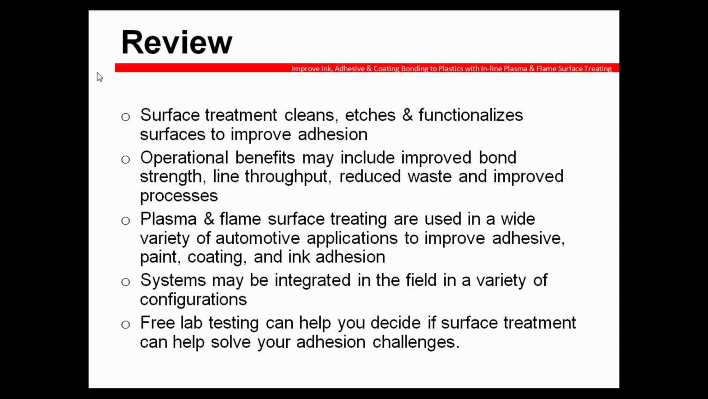Surface treatment cleans, functions, and micro etches the surface of a material to improve adhesion. You can improve your bond strength and your line throughput, improve your process, reduce waste, and reduce costs. Flame and plasma are both used in a wide variety of applications, which we just went through: paint, coating, ink adhesion, adhesives. They're sometimes just for cleaning, such as thermal degreasing. You can integrate them in really any way you'd like. There's no limitation when it comes to that. And at the end of the day, we have a lab available for you to test these out. That's typically the best first step that customers take when they are working with a material they're having challenges with.